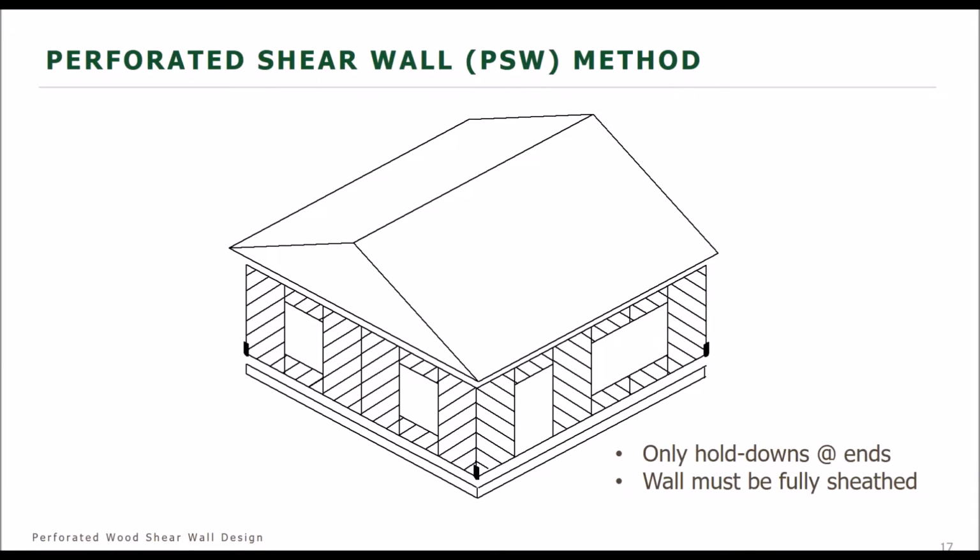So the perforated method assumes that we have a fully sheathed wall, but instead of having multiple hold downs throughout the length of the wall, we only have hold downs required at the ends of the wall. We're also allowed to take advantage of the fact that we have a fully sheathed wall, and that the sheathing above and below these openings does contribute some resistance in our shear wall. So you have a little bit of a trade-off. There's more sheathing required, but fewer hold downs than the segmented approach.